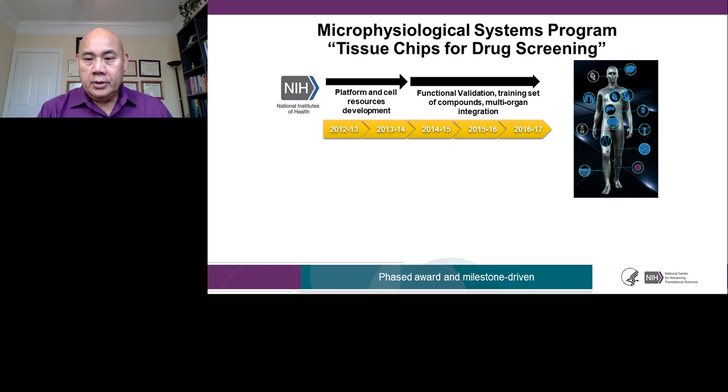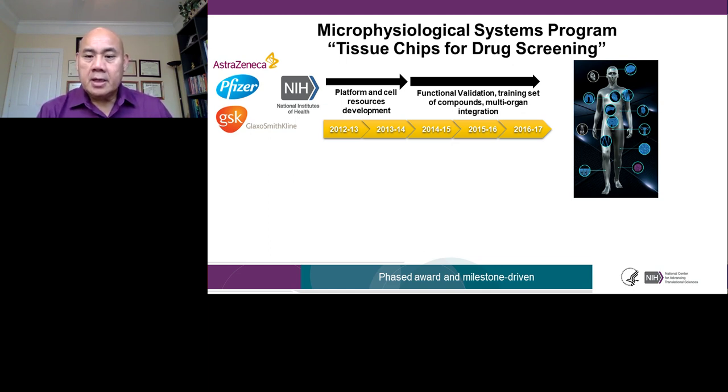Just to give you an overview of what has been going on in the first 5 years since the inception of this program. The NIH has supported this program for the first 2 years to develop the platforms as well as create the cell resources. And then the last 3 years, from 2013 to 2017, was essentially to validate the systems. That is, are these models actually representing the tissue and the organ physiology, and then using a training set of compounds that AstraZeneca, Pfizer, and GSK guided us in terms of what to use.